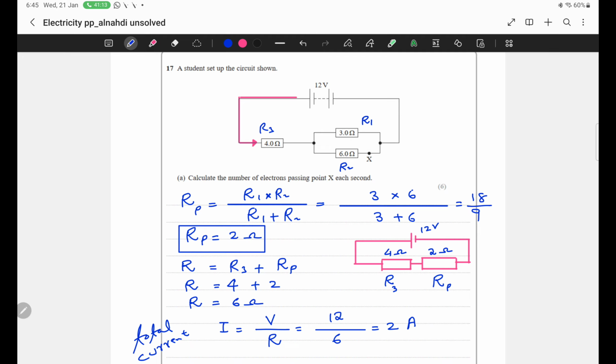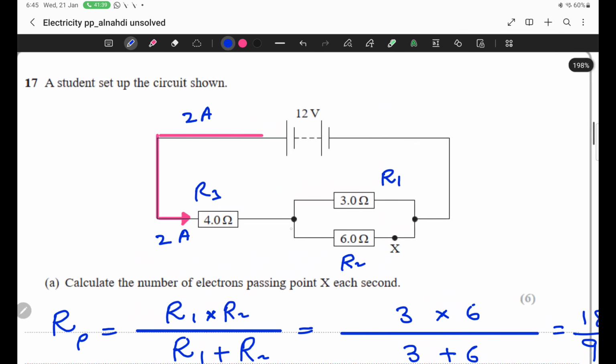Obviously, first we will calculate the current of R2. But the current of R2 cannot be calculated directly because we do not know how much total current is coming from the battery. So the total current coming from the battery is 2 ampere. And now you can say 2 ampere coming from the battery, 2 ampere current passing through R2. But when 2 ampere current reaches this point, the current is divided into two segments.